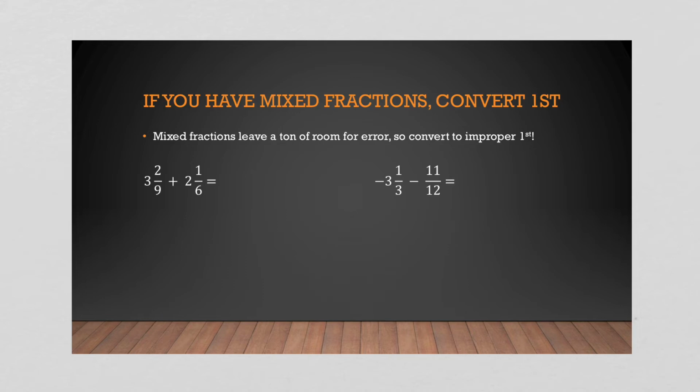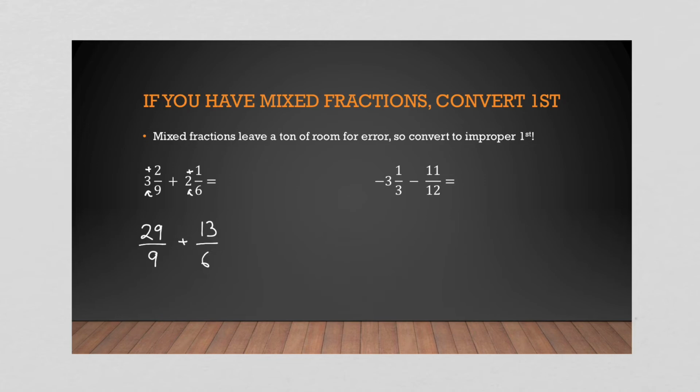So let's step it up one here. What about mixed fractions? So same thing, we just need to do all of our steps first. So first convert to improper. If you don't, the odds of you making mistakes increase exponentially. So let's go 9 times 3, 27, plus 2, 29. So I have 29 over 9. 6 times 2 is 12, plus 1, so plus 13 over 6.